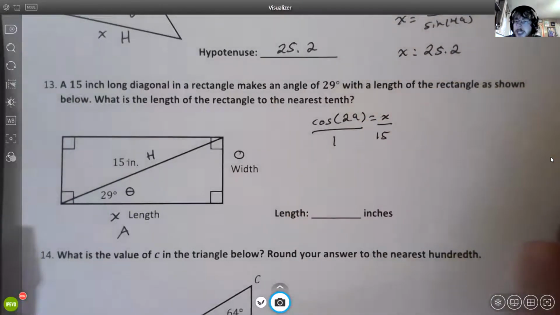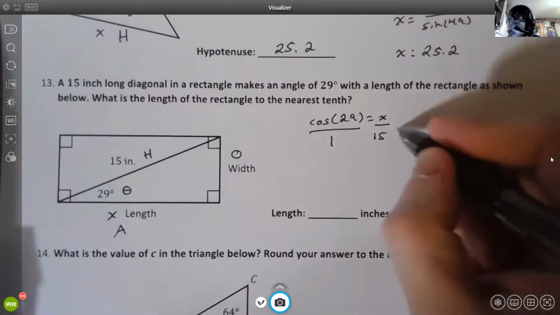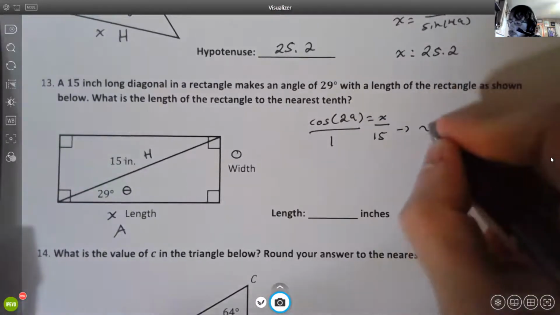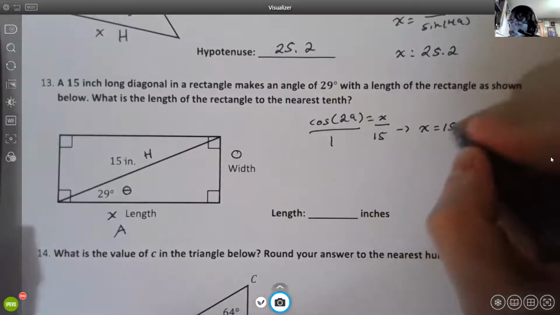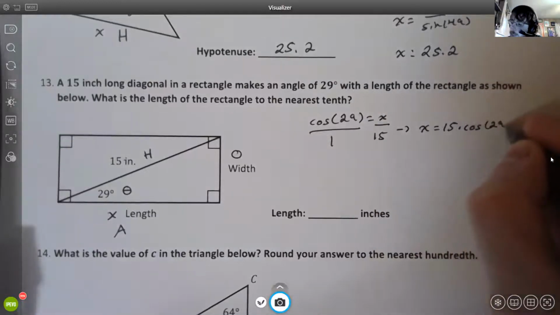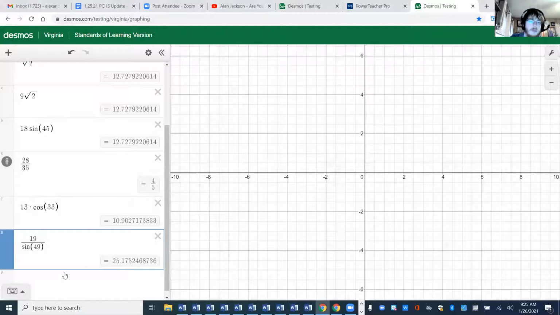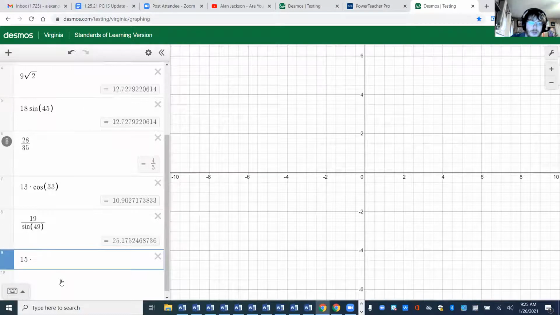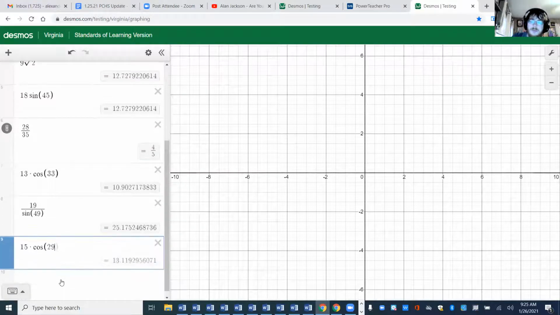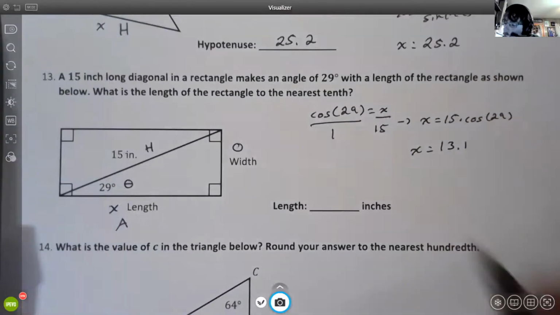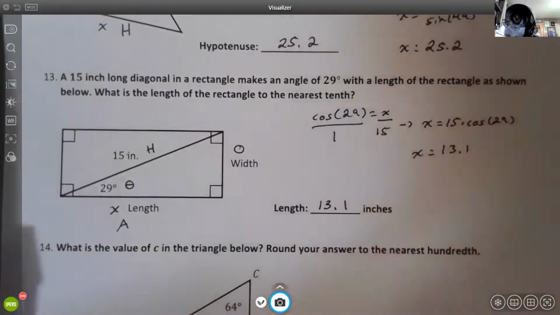Put cosine of 29 over 1, then cross multiply. X times 1 is X. 15 times cosine of 29. If we plug that into Desmos, we get that X is equal to 13.1. So our length of this rectangle would be equal to 13.1 inches.